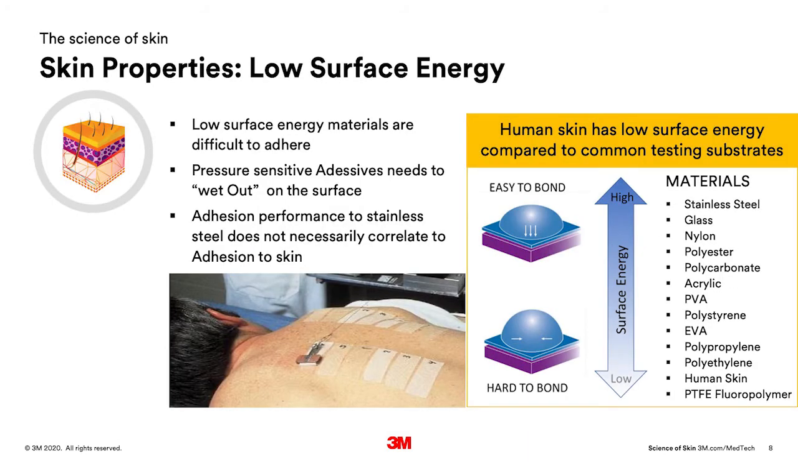Another factor not so apparent is that skin has exceptionally low surface energy, which makes it inherently difficult to stick to. When bench testing adhesives that will be used on skin, avoid testing on substrates like stainless steel, which has a very high surface energy, as this will give an inaccurate portrayal of how the adhesive will perform on skin. Instead, use a low surface energy substrate such as low density polyethylene.